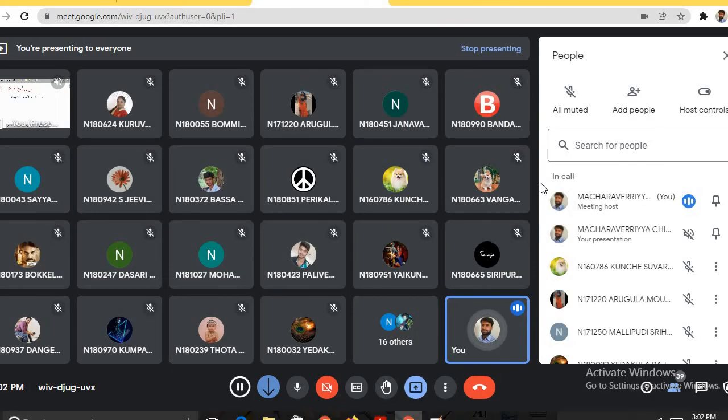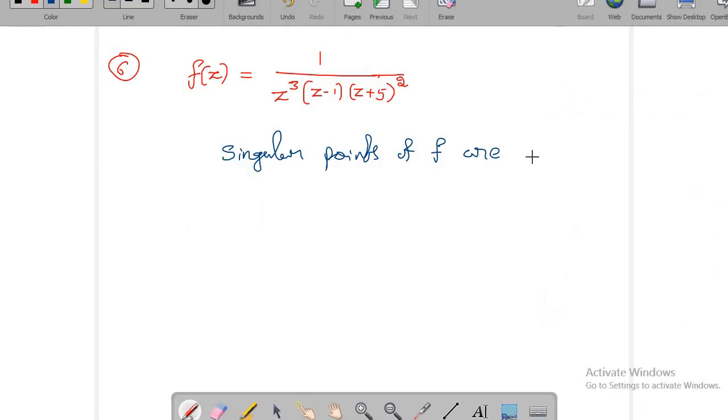Can you tell me what are the singular points here? 0, 1, minus 5, sir. Exactly. 0, 1 and negative 5. So these are the singular points. So can you classify them? Z equal to 0, that is a what? And similarly z equal to 1 is a, and z equal to negative 5.